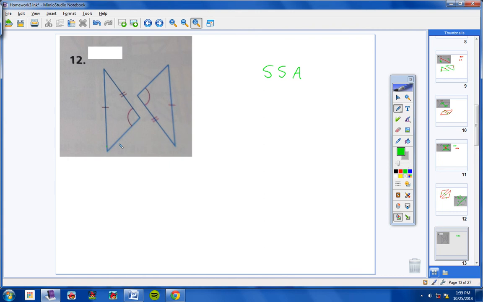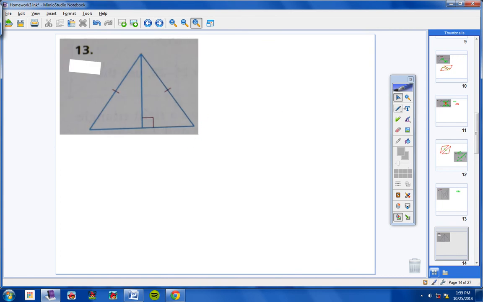So the only thing we can use here is side, side, angle, and that's just not going to work. You're not allowed to use that. So you cannot, hold on one second here. You cannot prove that these two triangles are congruent. Now they might be, we just don't know, but we cannot say for sure. Okay, number 13. All right, more than likely it'd be helpful to draw these two triangles by themselves. And remember, students, if this is a right angle here, then obviously this is a right angle here.